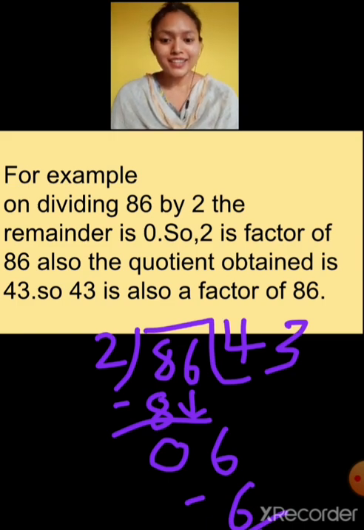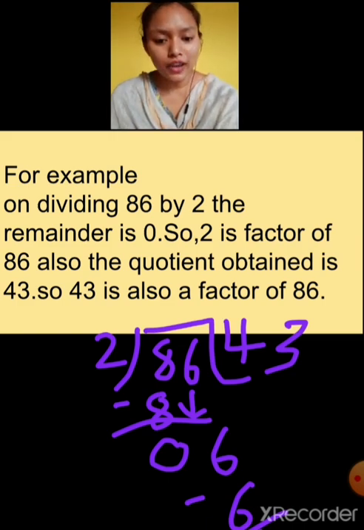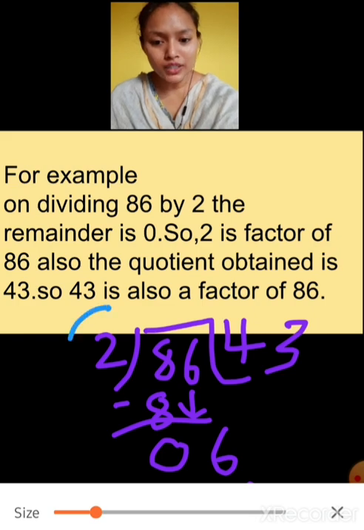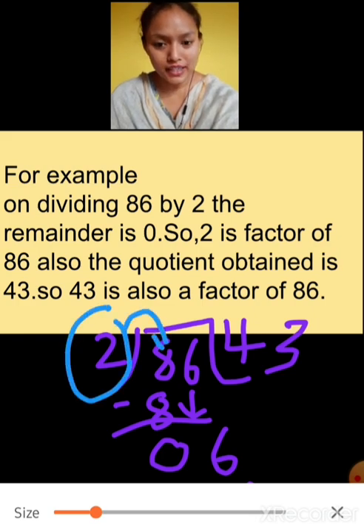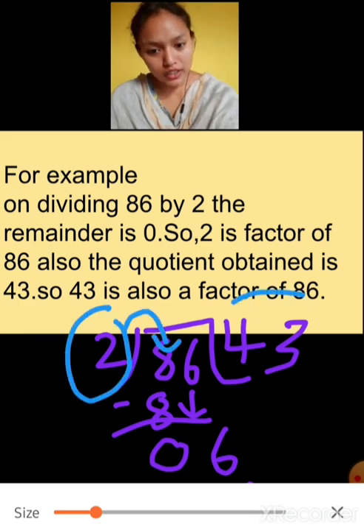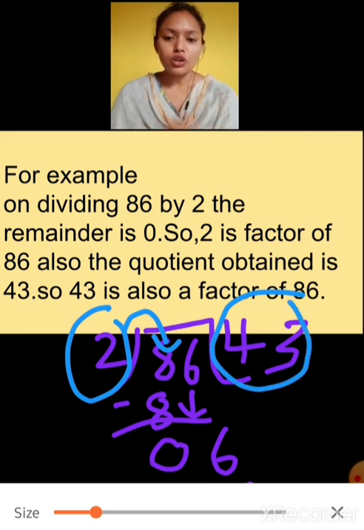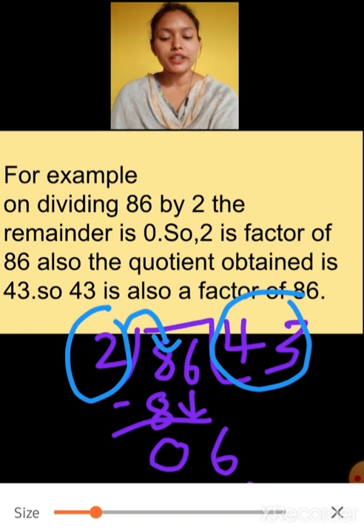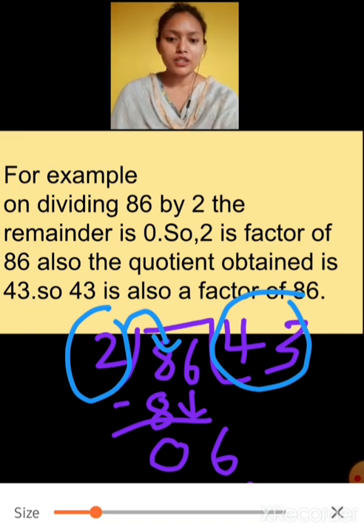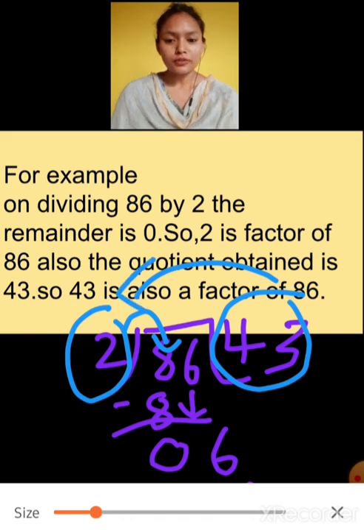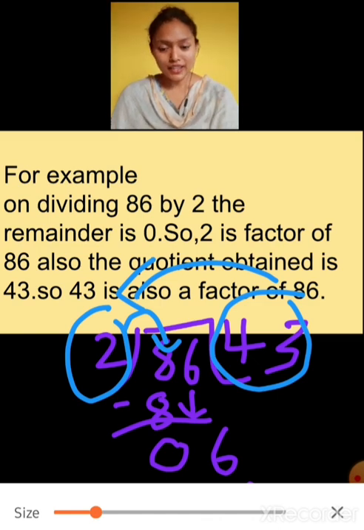So we can say that 2 is a factor of 86, and the quotient here is 43. The quotient is also a factor of 86, because 43 multiplied by 2 will be 86. So 43 is also a factor of 86 and 2 is also a factor of 86.